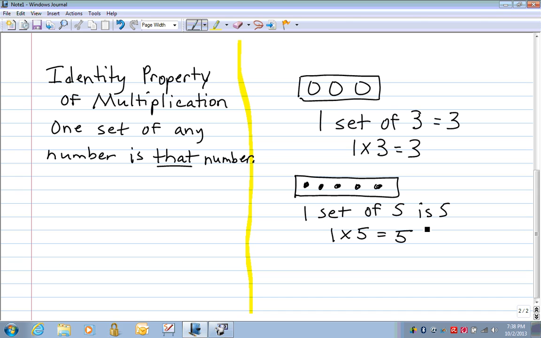These are the important properties of multiplication for you to learn, and we'll discuss them in class tomorrow.